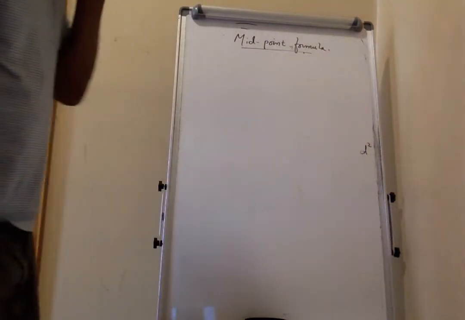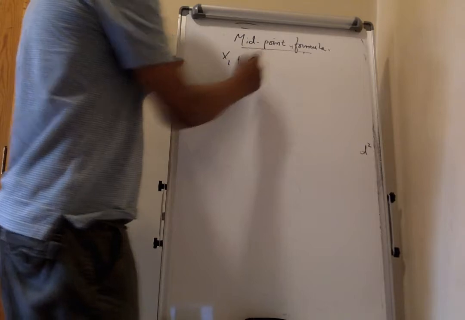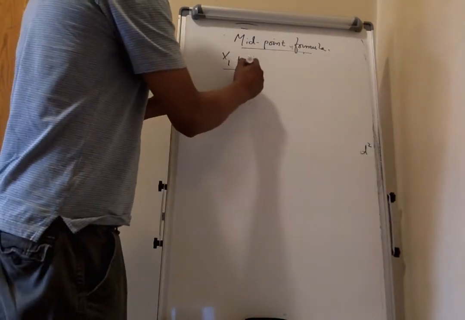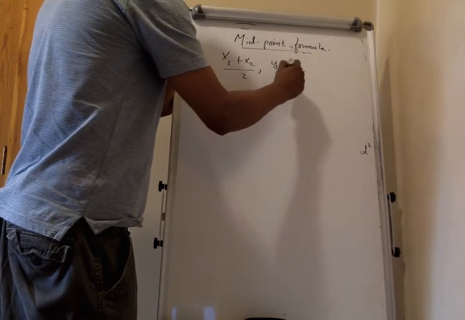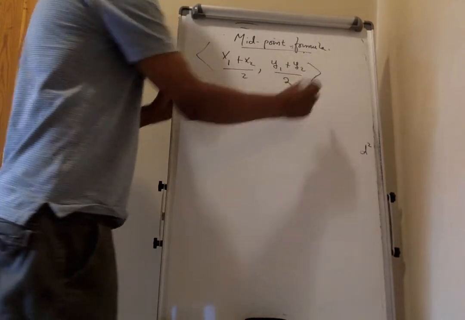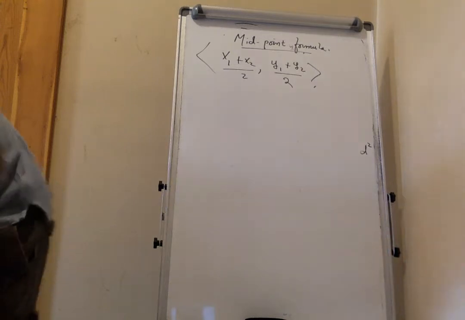The midpoint formula is also not that difficult. So you add the x's together and divide them by 2, and then y1 plus y2 over 2. This is your midpoint formula. Let me throw in one example.